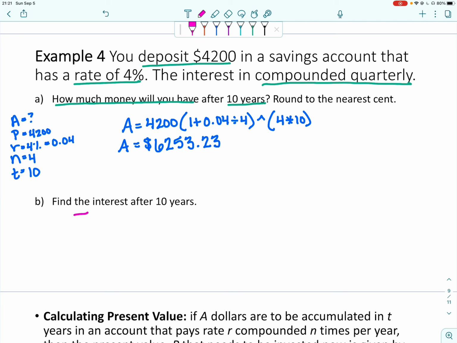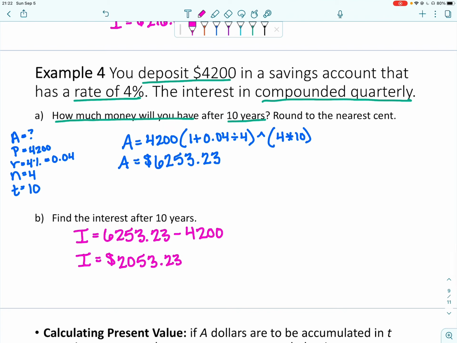The interest after 10 years is the difference between how much we ended with, our future amount, and how much we started with, the principal. So in this 10-year time span, we earned $2,053.23 in interest. That's not terrible considering you put the money in there and then you didn't do anything with it.